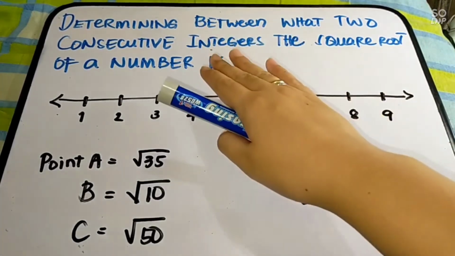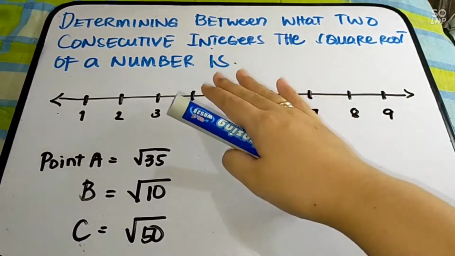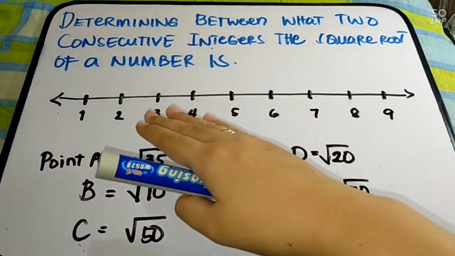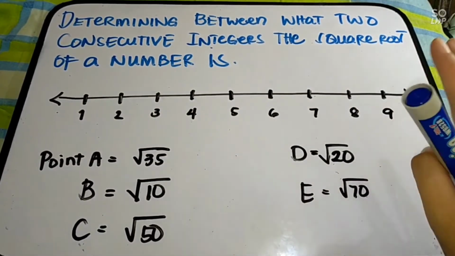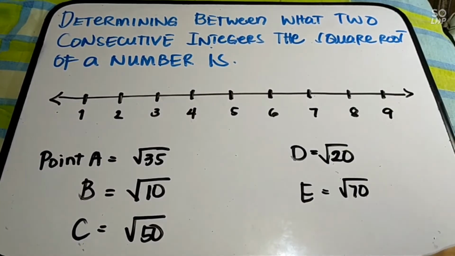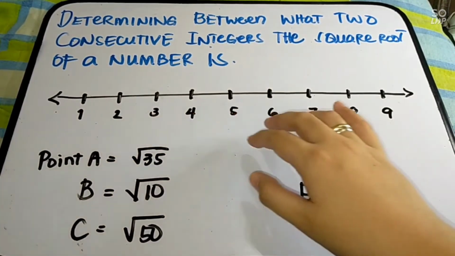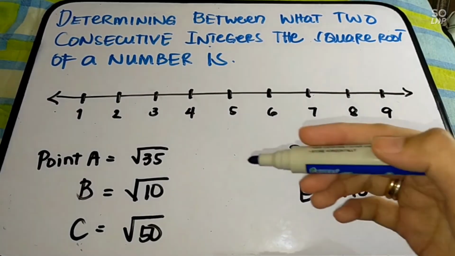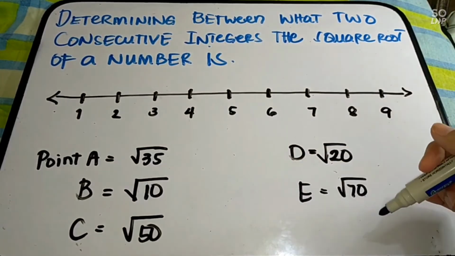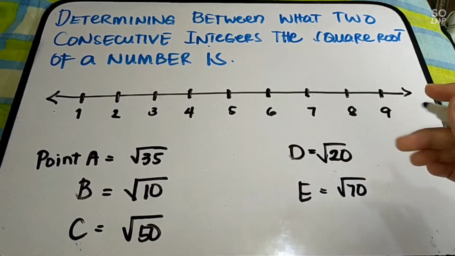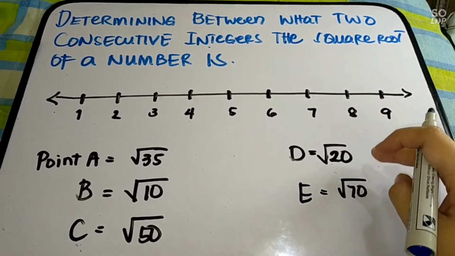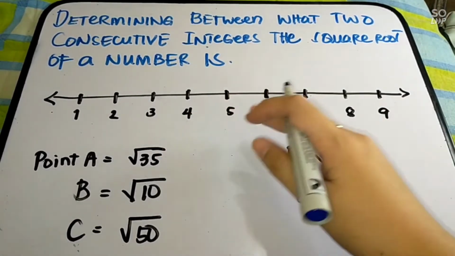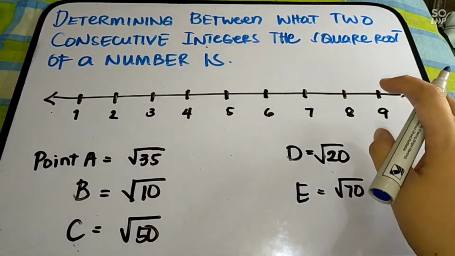Let us have the last part of our session about square roots. So we have determining between what two consecutive integers the square root of a number is. Gumawa ako dito ng number line para mas madali nyo siyang maintindihan. So we have here a number line of 1, 2, 3, 4, 5, 6, 7, 8, 9. So we have a given of a whole number. Since ang ating mga given dito ay may radicals, and those numbers are not perfect square, so they are irrational numbers. So paano natin siya ipa-plot ngayon sa ating number line?